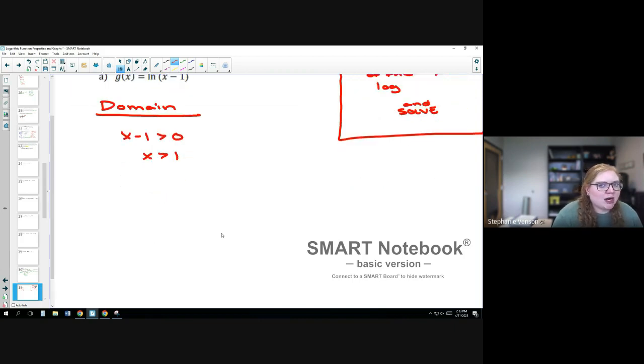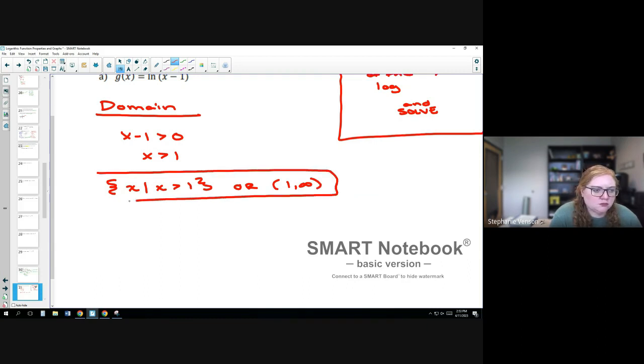Now, I'm not sure how they're going to ask you to write it. If they ask you to write it in set builder notation, you would say x such that x is greater than 1. They could also ask you for interval notation. x is greater than 1 means it starts at 1 and goes to infinity, so that would be 1 to infinity. Okay, so that is how we find the domain of a logarithm.